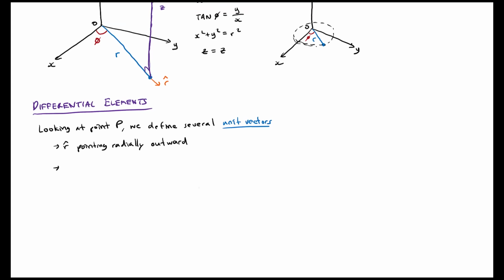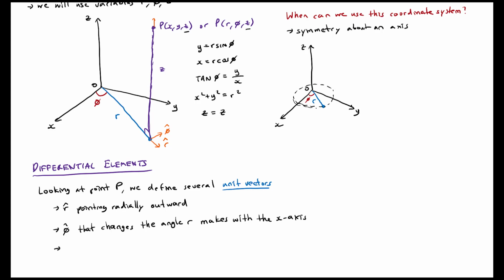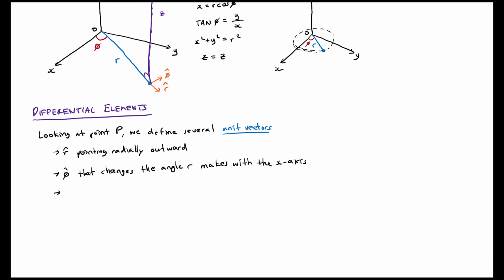What other unit vector would there be? We do have your phi, so that means we're also going to have some sort of phi hat. That changes the angle R makes with the x-axis. And last but not least, we have z hat, to change the height.